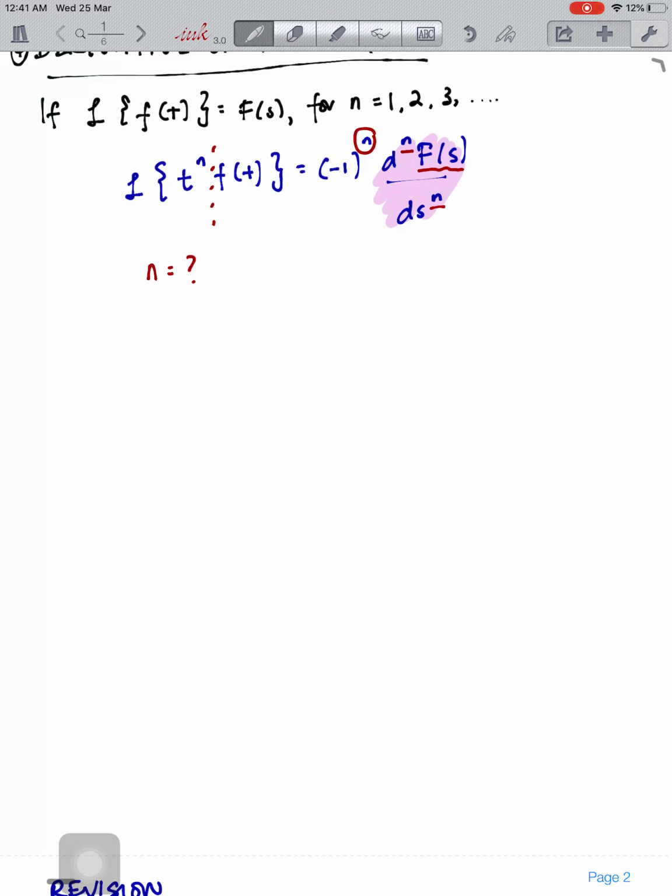Alright, so after we have identified the value of n, anything else aside from t to the power of n in the function will be defined as f of t. What we're going to do with f of t is convert that to F of s, and of course converting f of t to F of s is going to be through the Laplace transform. And after you have obtained F of s, you have to put them together according to this theorem right here, differentiate, simplify them, and that will be the outcome of the Laplace transform.